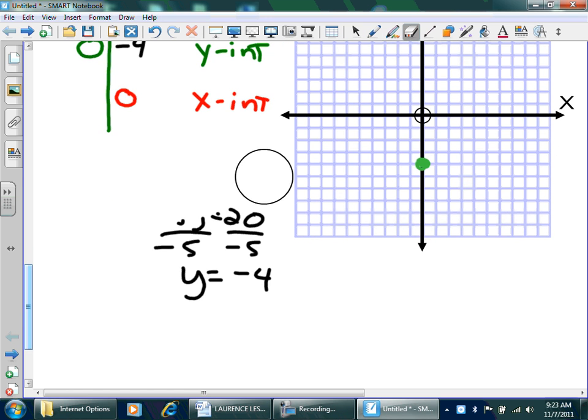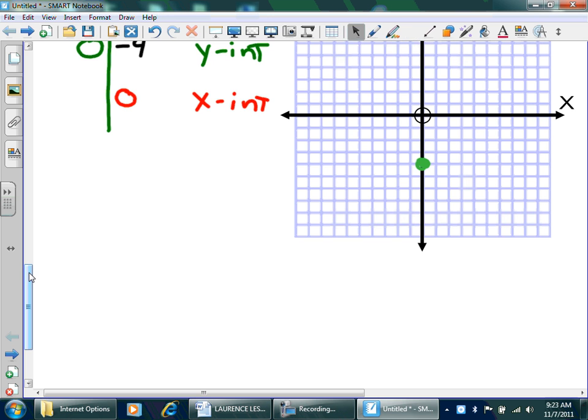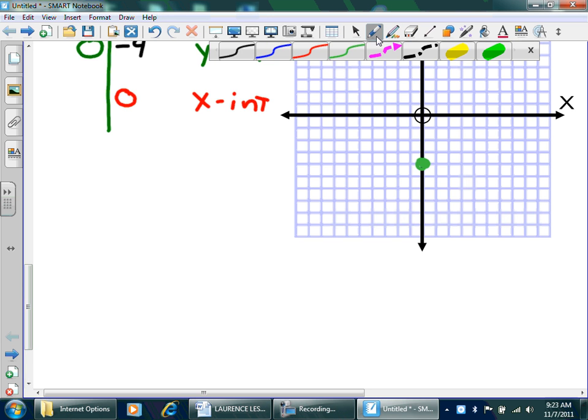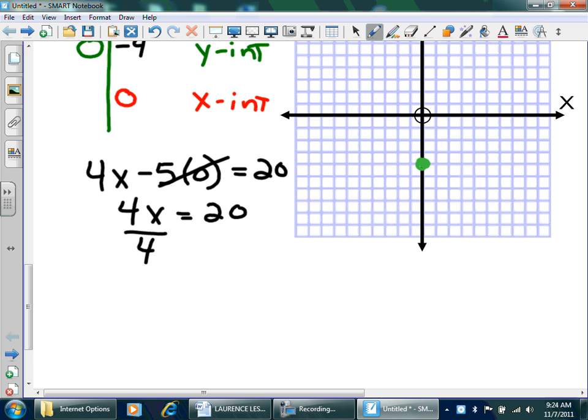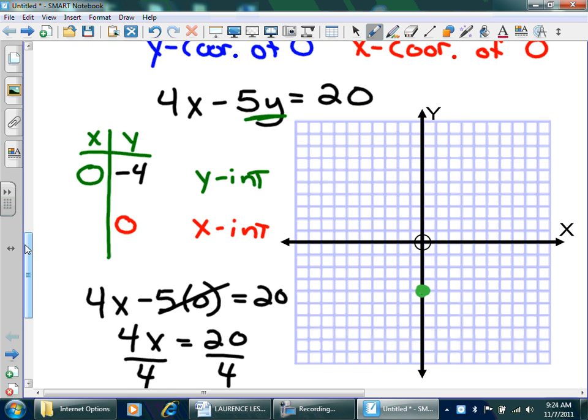To find the x-intercept, I'm going to do the same thing, except this time I'm going to plug 0 in for y. Yeah, it's that easy. I'm going to take 4x minus 5 times 0 equals 20. I know that this will turn to 0. I will be left with 4x equals 20. I'll divide each side by 4. X will equal 5. Therefore, my x-intercept occurs at (5, 0).